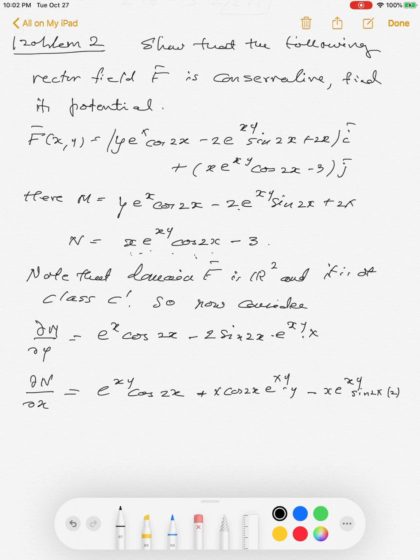Let me see where the function is. Yeah, it's y e to the xy cos 2x minus 2 e to the xy sine 2x plus 2x plus x e to the xy cos 2x minus 3. Yes, so I missed one x which caused this problem. So there is an x here. So when you write this, the m will be xy. So let me correct this.